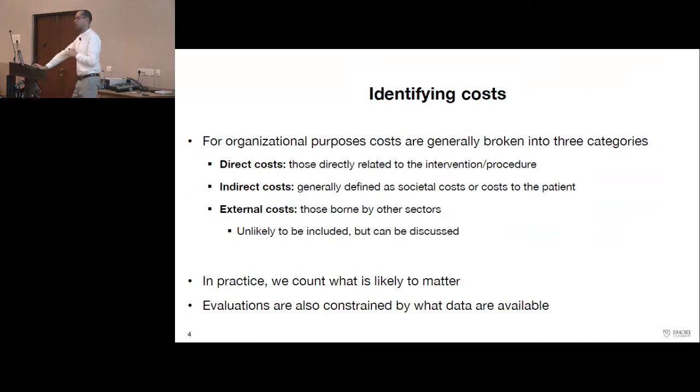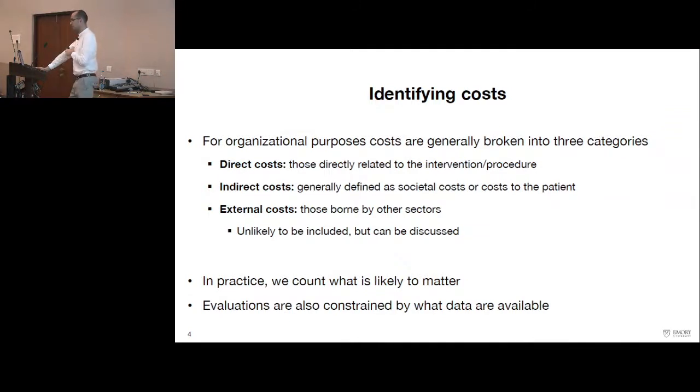All right, so when we try to identify cost items, we usually categorize them into three major categories: direct costs, indirect costs, and external costs. Direct costs are those that directly relate to the particular procedure in question, or that technology. Indirect costs can be the costs to the society, something like loss of productivity. I will list them in a while.